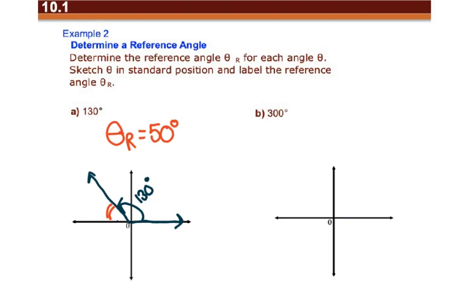Likewise with a 300-degree angle, initial side on the positive x-axis. Going clockwise 300 degrees would take us into quadrant 3, 30 degrees in there. This is our angle. The reference angle in this case would have to be drawn back to the x-axis here.